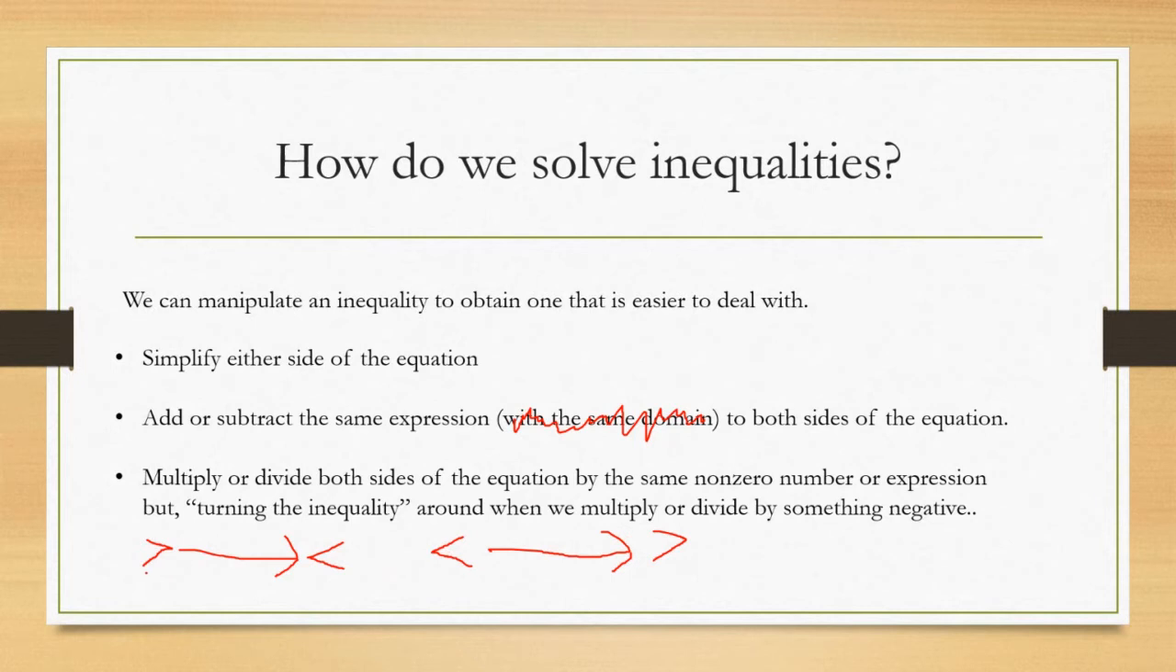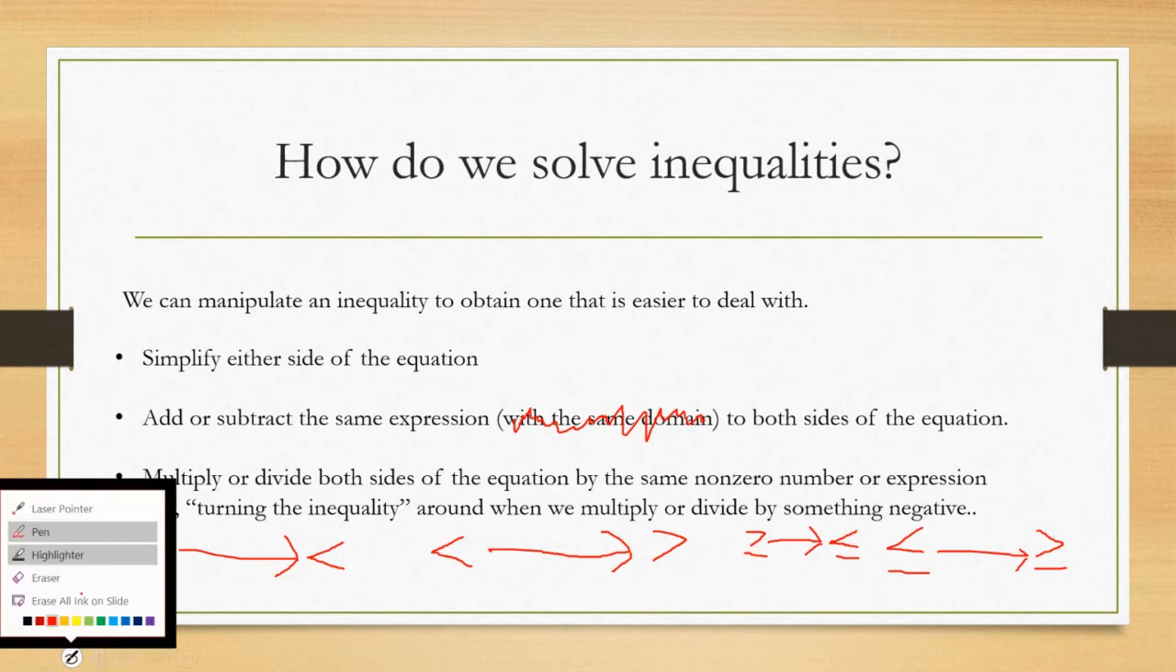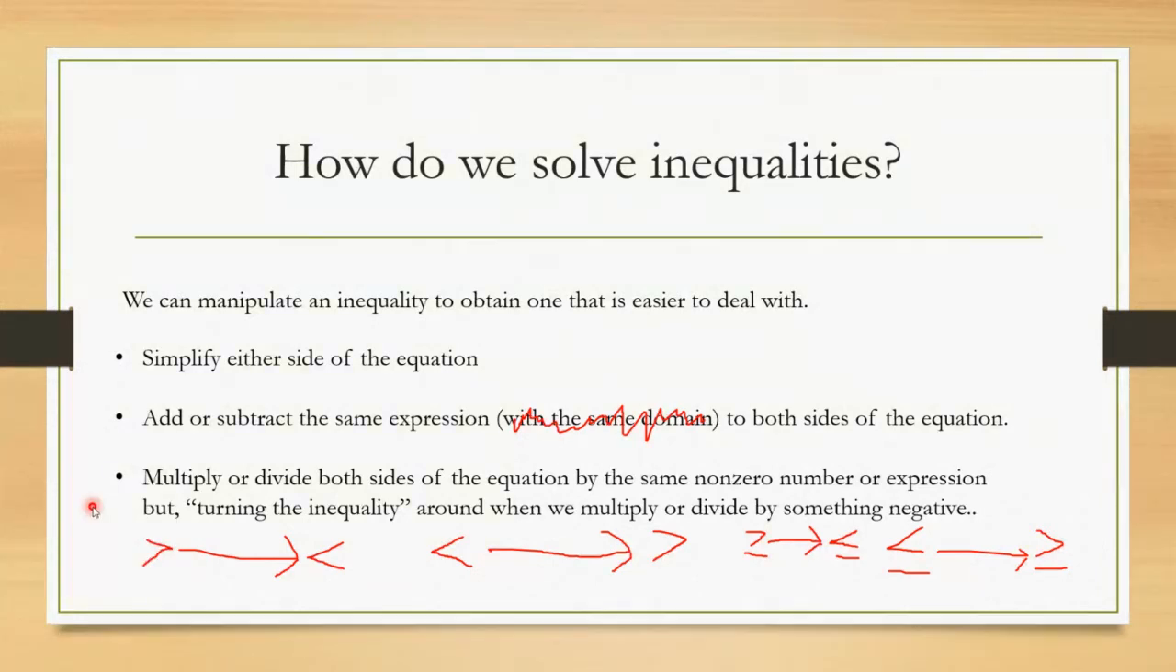Same thing if you did not have strict inequality. So in other words, if you had this, it would become this, and likewise this would become this. So basically, you flip the inequality, it faces the other way. You have to do that when you multiply or divide by something negative.